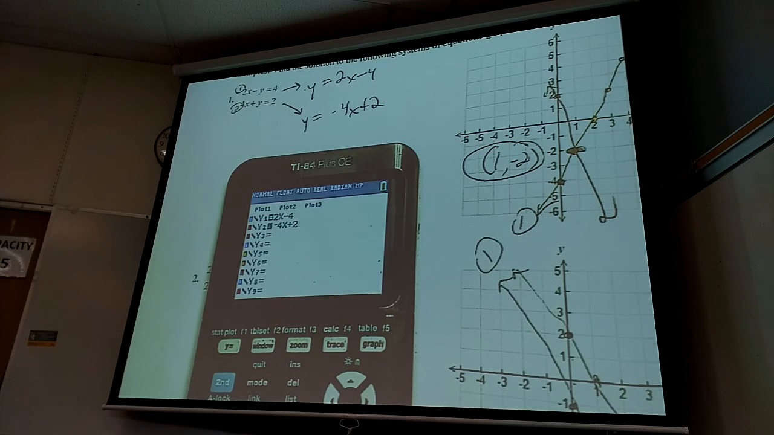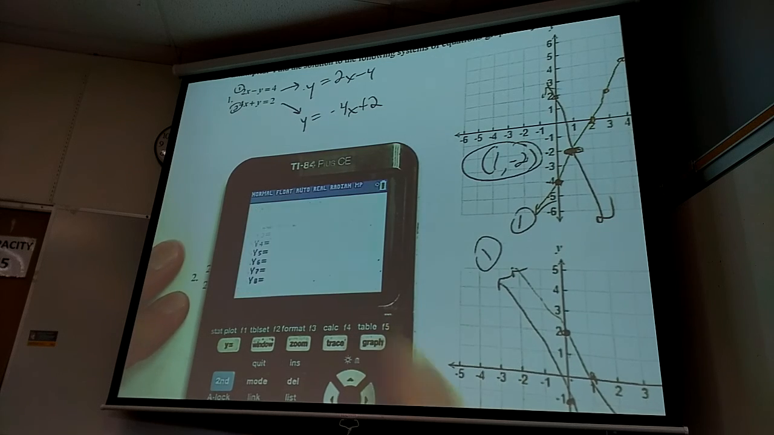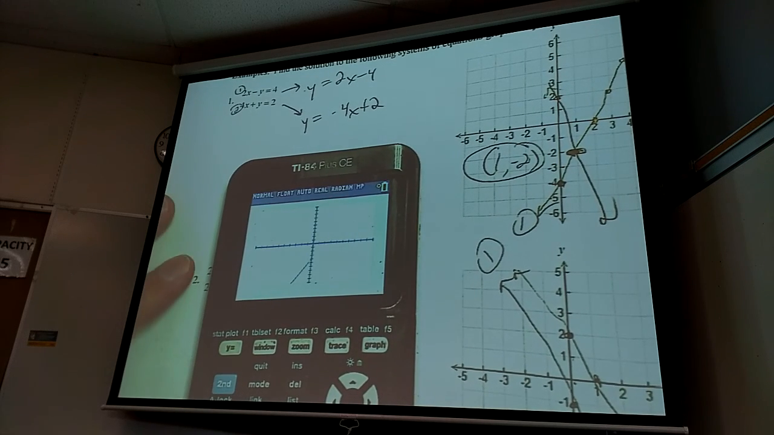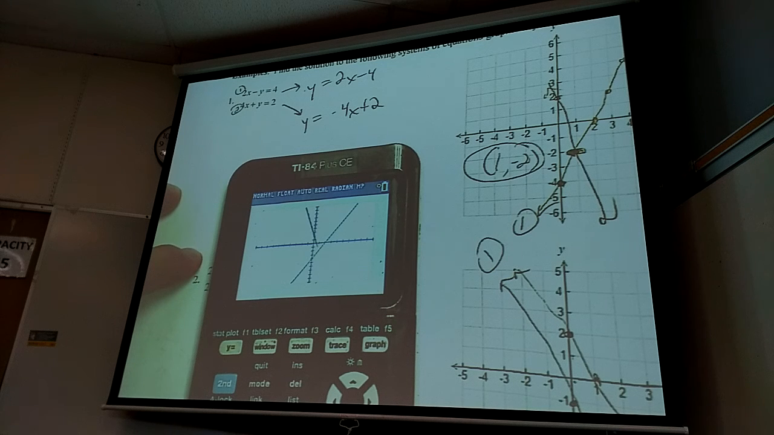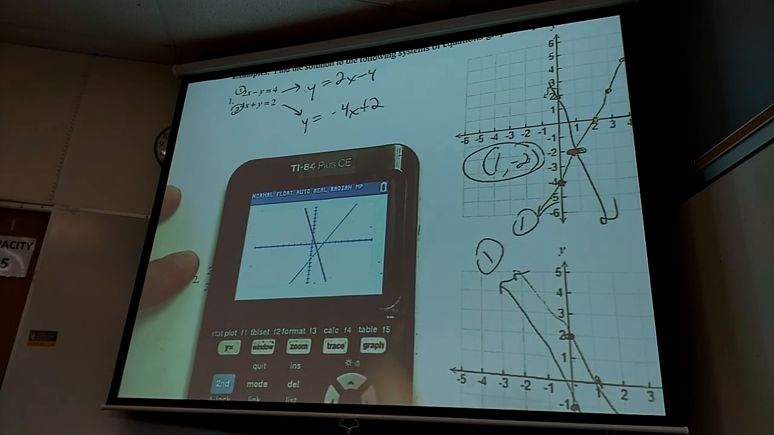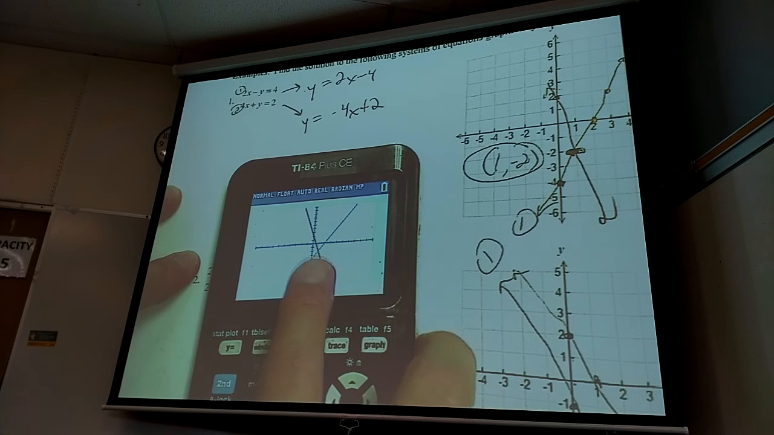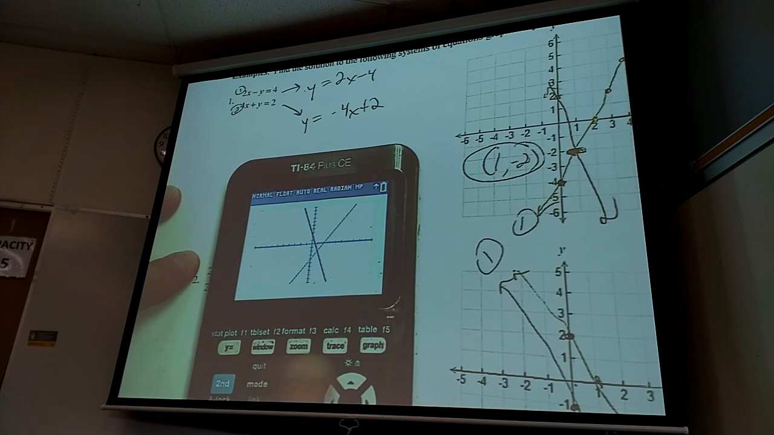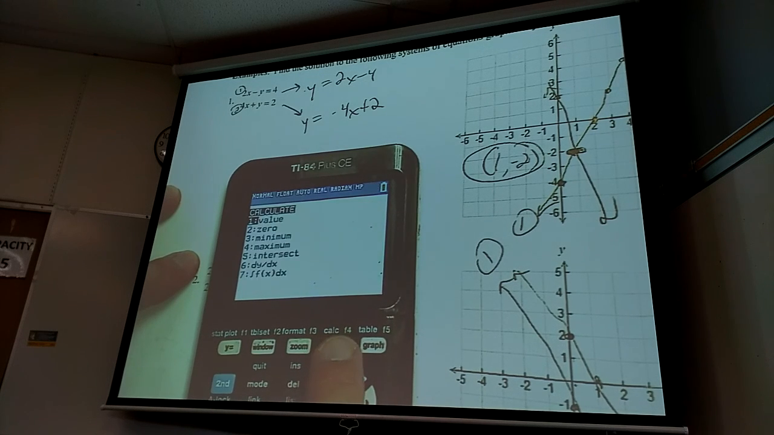I think I showed you this a long time ago. Just reminding you guys. So if they graph, let's see what kind of freaky window I'm in. Oh, I'm in a normal window. There it is. Sweet. You can see where the intersection happens. So if I hit second, calc, I can see my intersect.